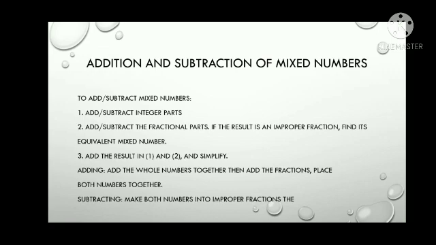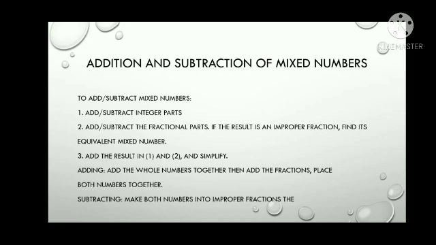Next step is to add or subtract the fractional parts. If the result is an improper fraction, find its equivalent mixed number. So meaning, pag improper fraction, yung numerator is greater than the denominator. So we have to divide, no? So we will use the traditional method in division, numerator divided by denominator, in order to convert it into a mixed number.